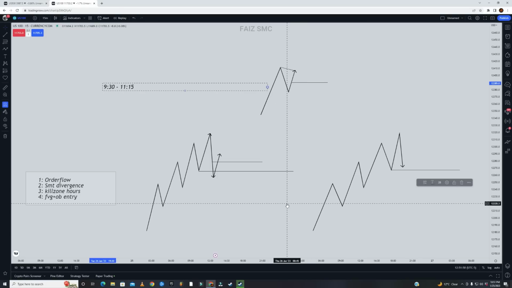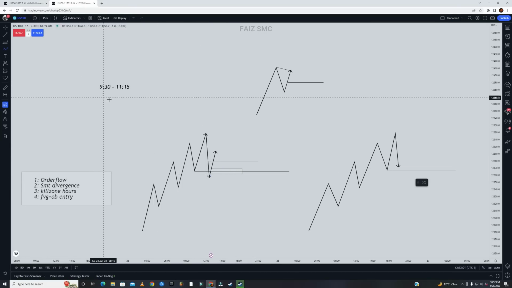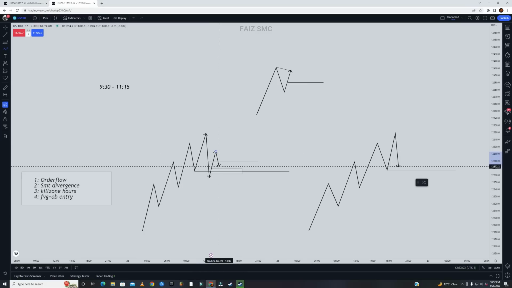That is it. So when you have a market structure shift and you mark out your fair value gap right around here, you can take your entry only if the kill zone hour is active. So let's say 9:30 happens here, then you can easily take your entry. Now the setup around here can occur before 9:30. It doesn't matter, but your entry, and I mean it, your entry must be during these hours.